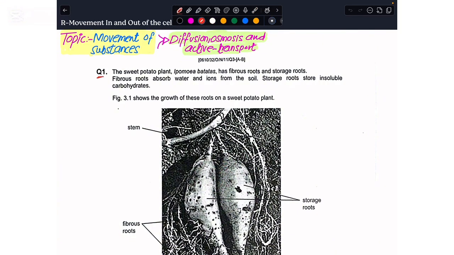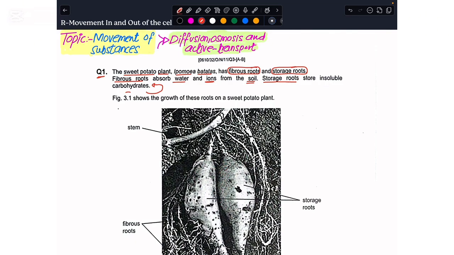For question number one, we have the sweet potato plant, whose genus is Ipomoea and species is batatas, and it has two types of roots. One is the fibrous roots and the other is the storage roots. They say that the fibrous roots absorb water and ions from the soil, while the storage roots store insoluble carbohydrate, and we know the carbohydrate stored within the roots is starch.